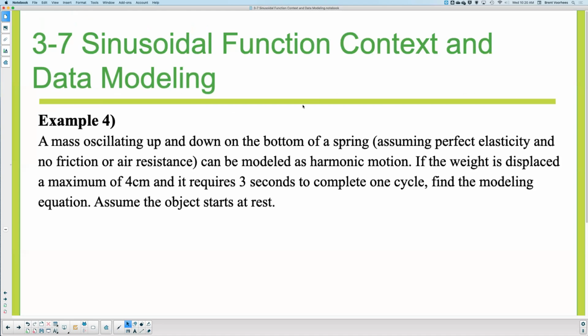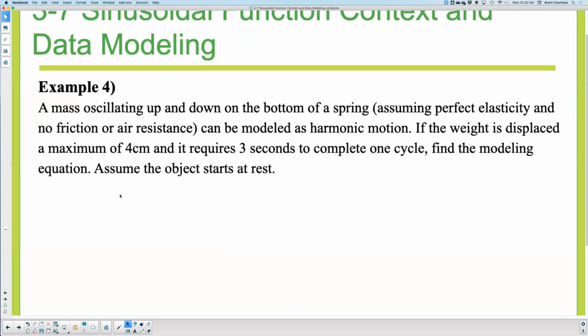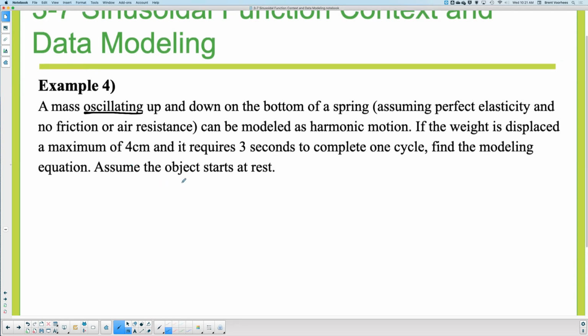All right, let's take a look at example 4. A mass oscillating up and down on the bottom of a spring, assuming perfect elasticity and no friction or air resistance, can be modeled as harmonic motion. If the weight is displaced a maximum of 4 centimeters and it requires 3 seconds to complete 1 cycle, find the modeling equation. Assume the object starts at rest.